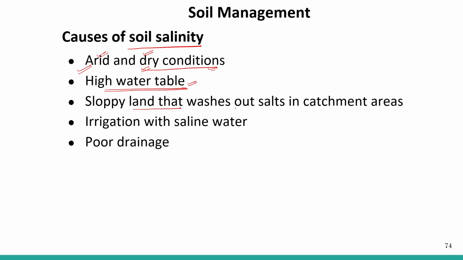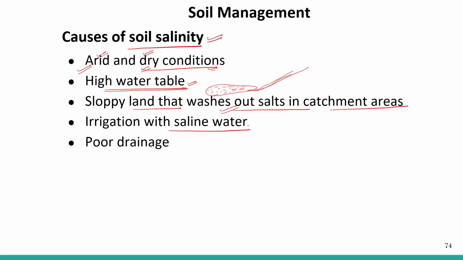Sloping land that washes out salt in the catchment area. Sometimes the land in the catchment area is quite sloped, right? So that washes out salt in the catchment area. All the salts along with the water get deposited in the catchment area, and that causes soil salinity.